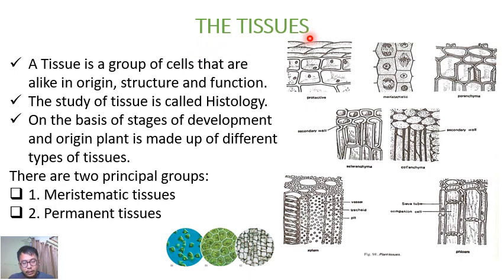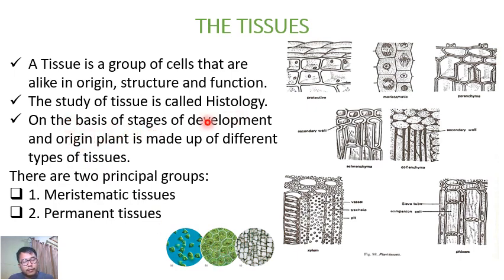Tissues. A tissue is a group of cells that are alike. That means same in origin, same in structure, and they perform the same function. These are cells, groups of cells, one tissue. We can call it a tissue. They are alike, that means same in origin. And if you look at the structure, more or less it is similar, and they perform the same function. These groups of cells are called tissue. And the study of tissue is called histology.